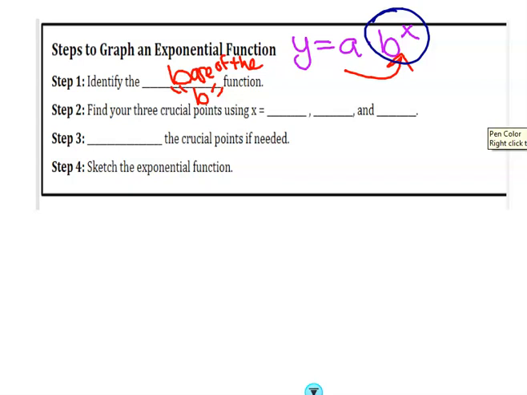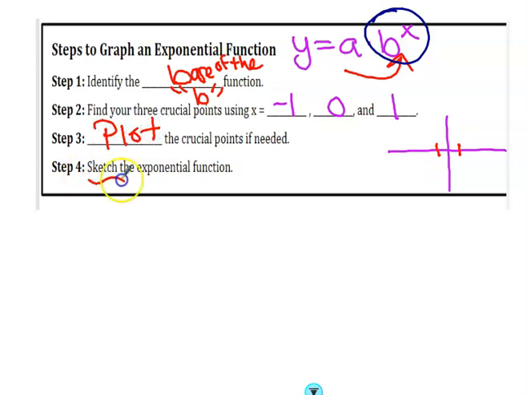Step 2, find your crucial points using -1, 0, and 1. This will give you a good indication of what it looks like on both sides of the graph. If I can graph these 3 points, I can kind of see where it's curving. Step 3, plot the crucial points. Step 4, sketch the exponential function. So your graph should look like this, which is a growth.